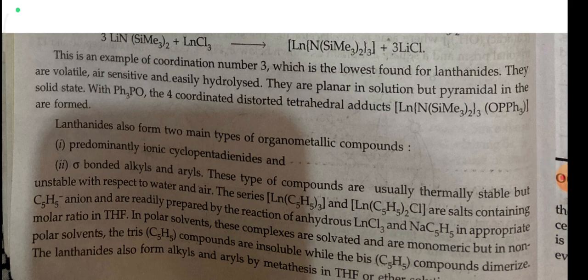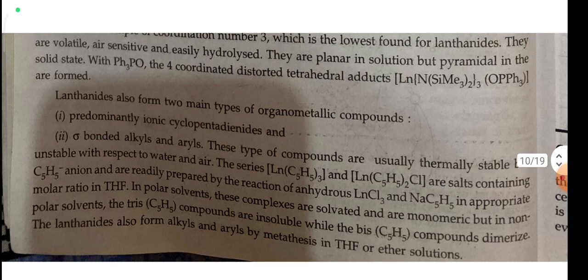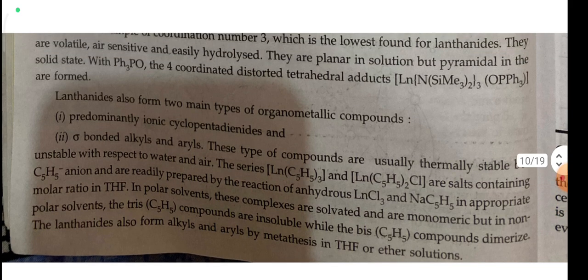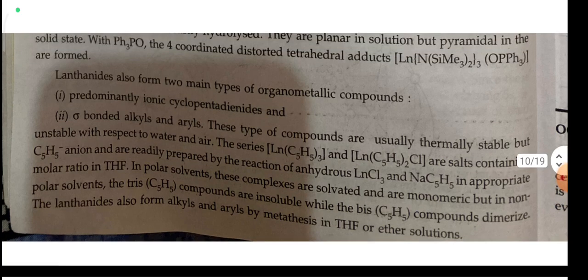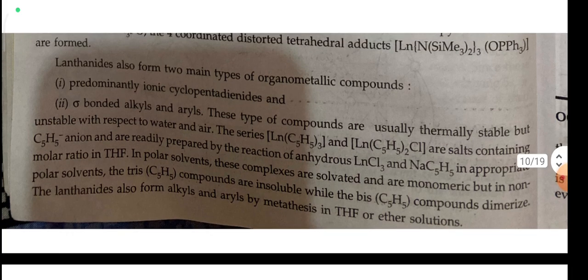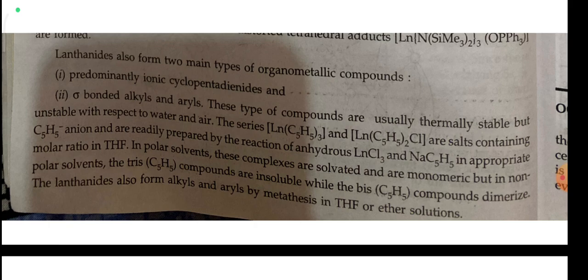They are volatile, air sensitive, and easily hydrolyzed. They are planar in solution but pyramidal in the solid state. With Ph3PO, four-coordinate distorted tetrahedral adducts are formed. Lanthanides also form two main types of organometallic compounds: predominantly ionic cyclopentadienides and sigma-bonded alkyls and aryls. These types of compounds are usually thermally stable but unstable with respect to water and air.